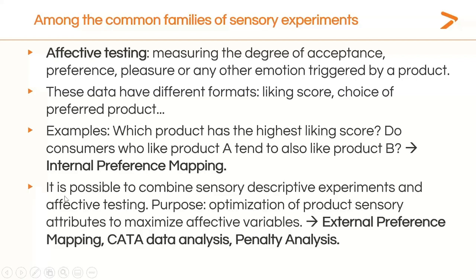Okay. Then we will see that it's possible to combine sensory descriptive experiments and affective testing. So combine affective data to sensory data. The purpose would be to optimize the product sensory attributes to maximize affective variables. In this case, we'll be talking about external preference mapping, CATA data analysis, penalty analysis. There are others, but today we'll be focusing on these 3, and I will be mentioning also internal preference mapping. So these are the 4 techniques we'll be seeing today.